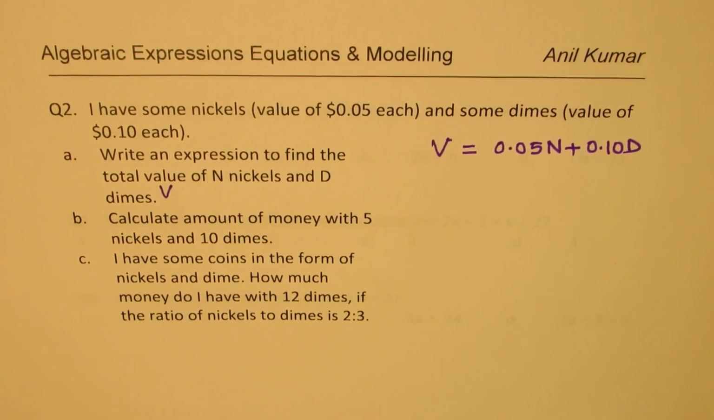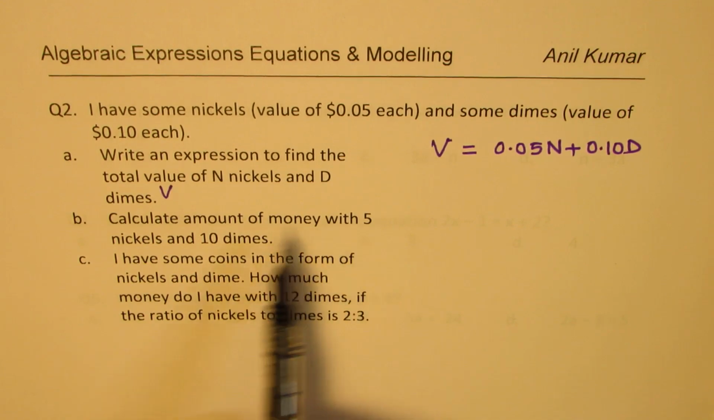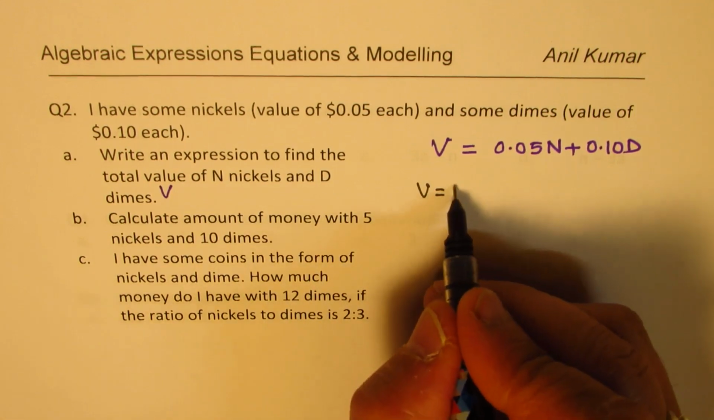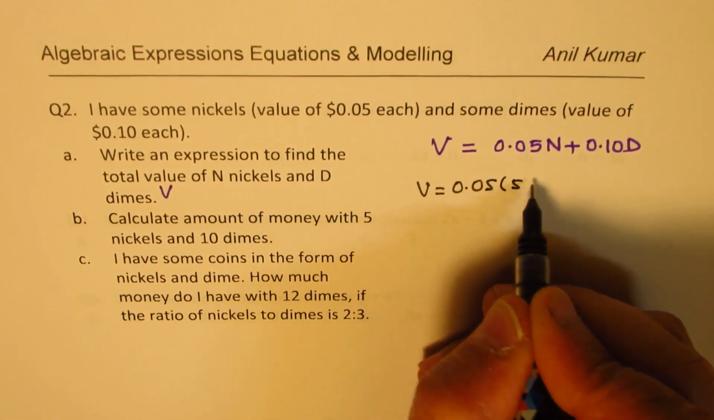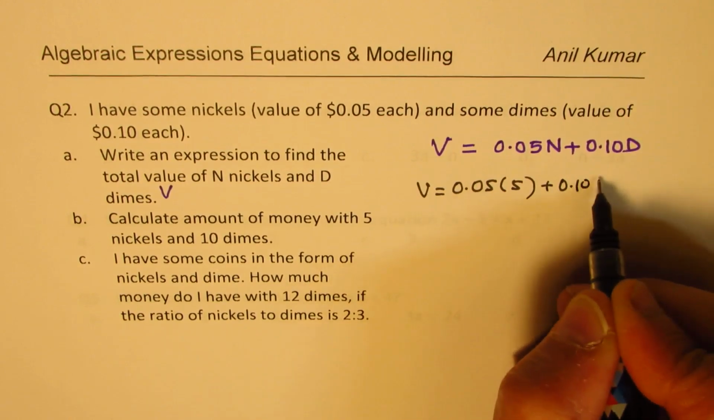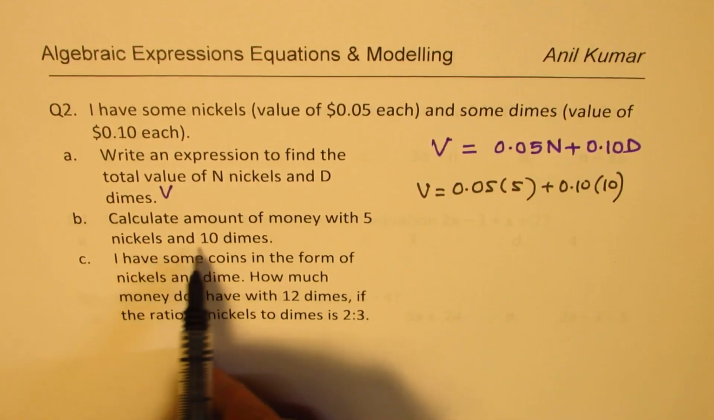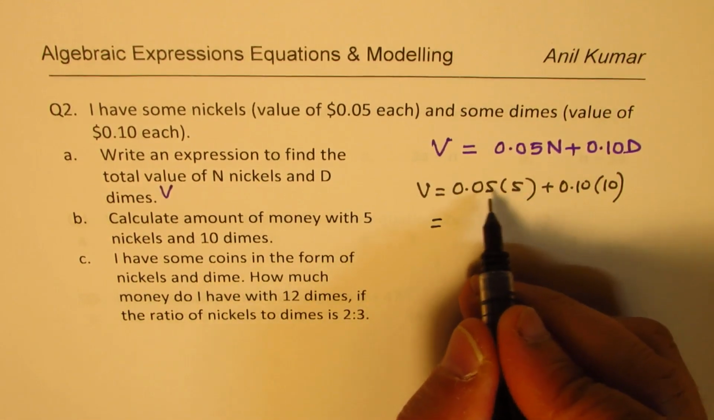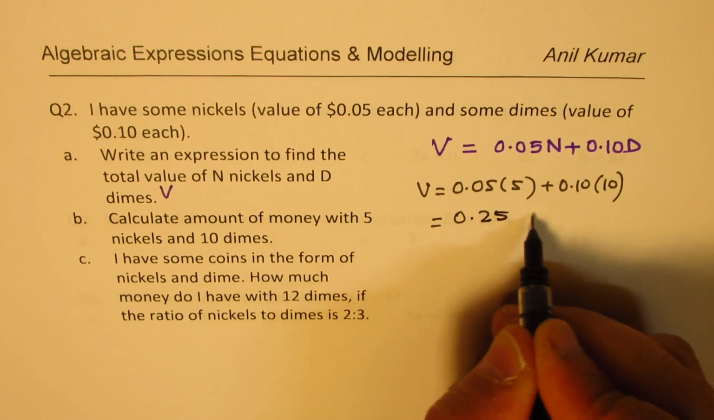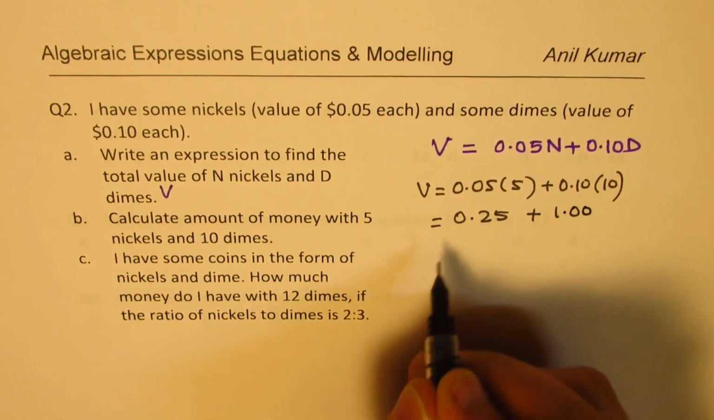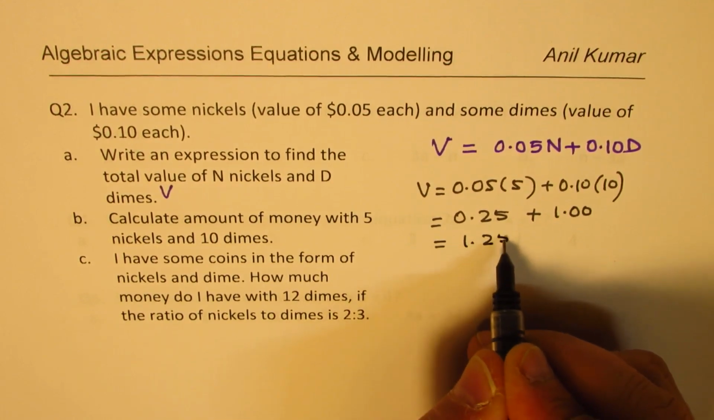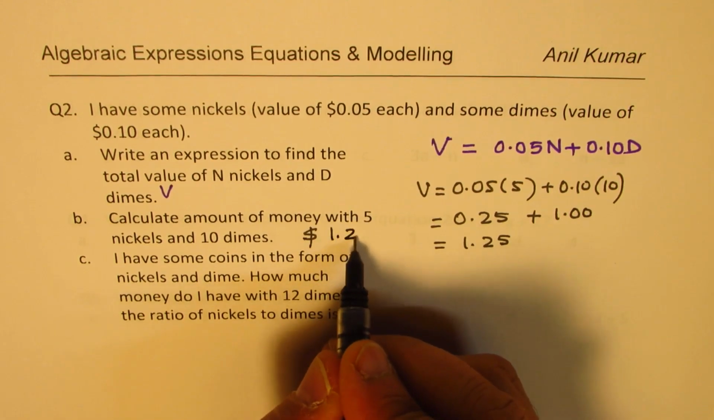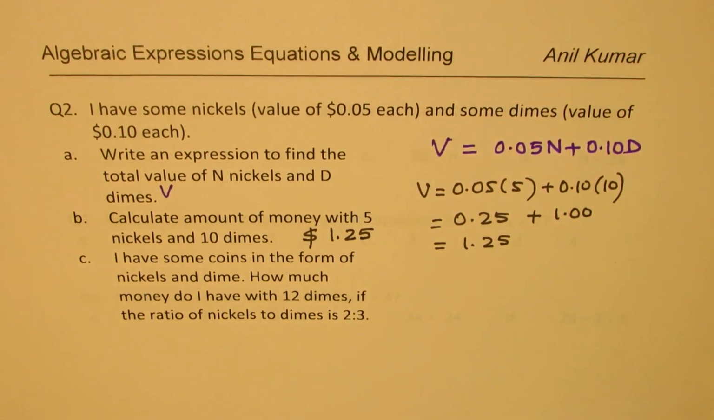Now part B, as we had last time, calculate the amount of money with 5 nickels and 10 dimes. So the money will be, we have now 5 nickels. So we'll multiply 5 cents by 5 and the 10 cents by 10. 5 nickels and 10 dimes means n is 5 and d is 10. So that gives you 5 times 5 is 25 plus 1.00. So that gives you 1.25 as your answer. But the answer should be with the units. So we get $1.25. Correct? So that is the answer.